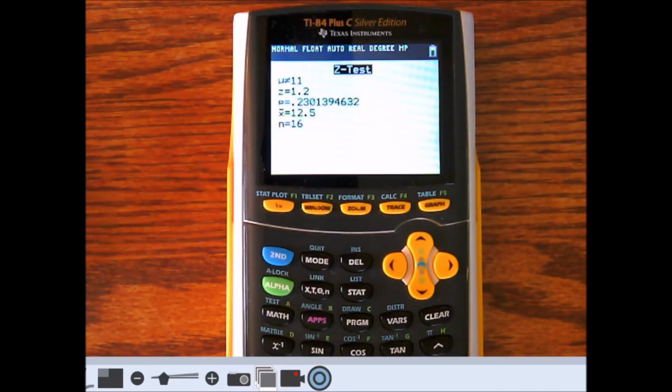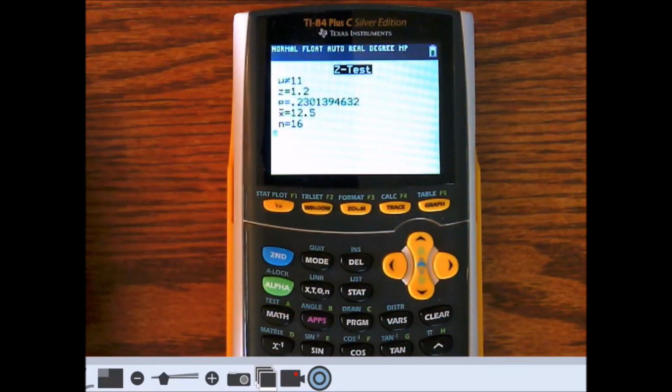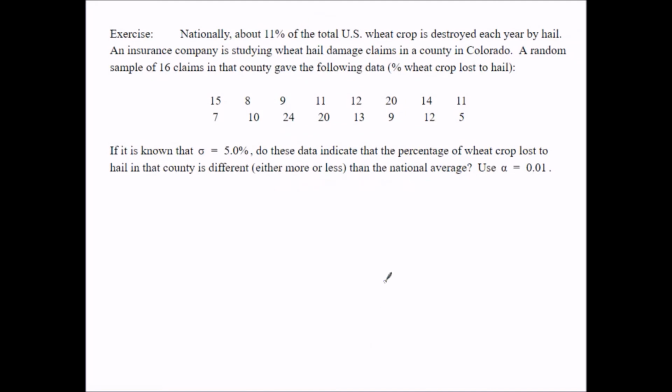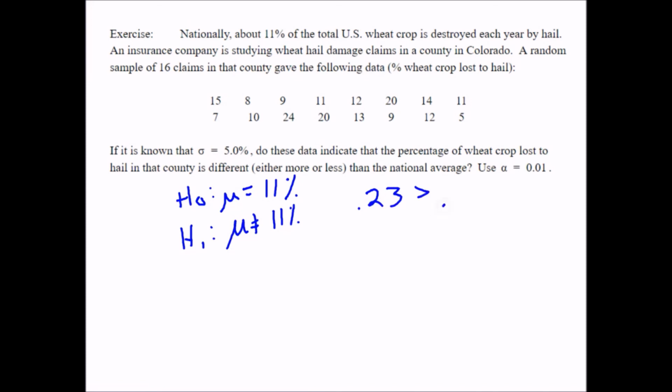Right now, if you noticed, I forgot to formulate my null hypothesis and alternate. So the null was that the average is 11%. So our alternate would be, it just says is different, either more or less than the national average, so not equal to 11%. All right, so I got a p-value of 0.23, and 0.23 is greater than 0.01.